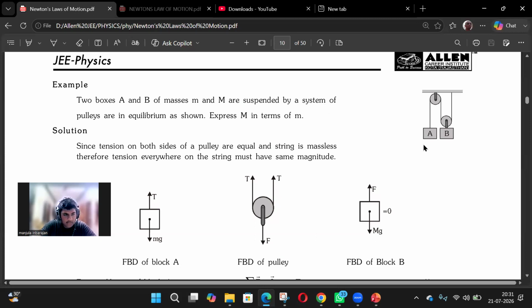Take a special or extreme case where A is heavy, say 100 kg, and B is 1 kg. In this case it won't be in equilibrium, because A will come down and B will go up. Suppose you assume the opposite, B is very heavy, say 100 kg, and A is 1 kg, then B will come down. But these masses are at rest. So you have to find the relation between the two masses. That is the question. Get the answer.